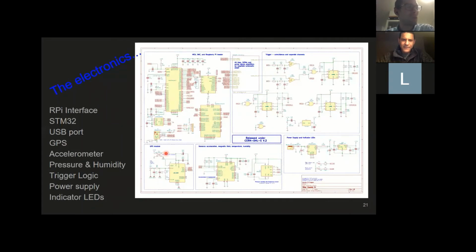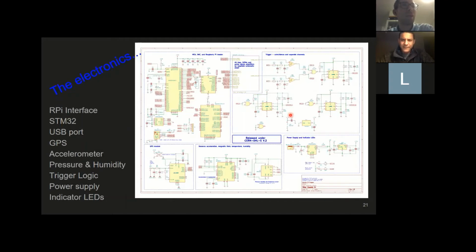We have a GPS module. At the moment we're using the Quectel L70, but we recently discovered that there's in fact a very nearly pin-compatible product from ST. So that gives us two vendors we can use for our GPS. So this tells us where we are and when we are. In here we have our pressure and humidity sensor, and also our accelerometer, magnetometer, and gyroscope connected over the I2C bus.